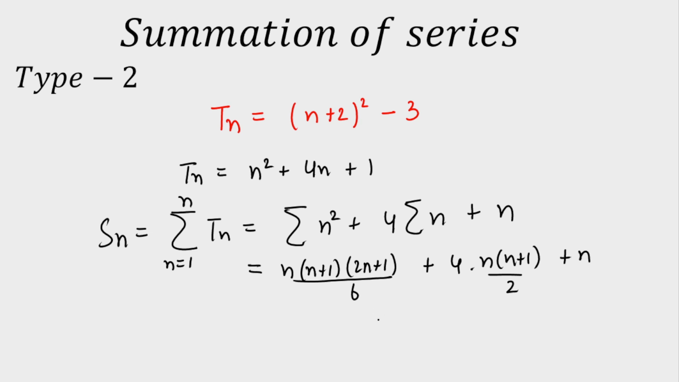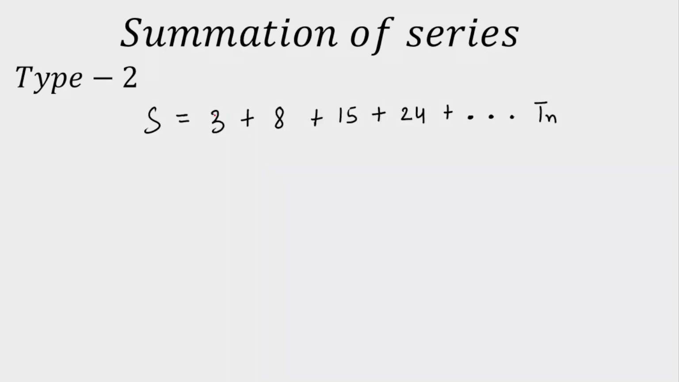And now I'll give you one more question on type 2. Now the next question is, find the sum of the series 3 plus 8 plus 15 plus 24 till nth term. So again you have to observe the same thing, the difference between consecutive terms. Here the difference is 5. Next difference is, I think, 7. Next difference is, I think clearly you can see, 9 here, and so on.